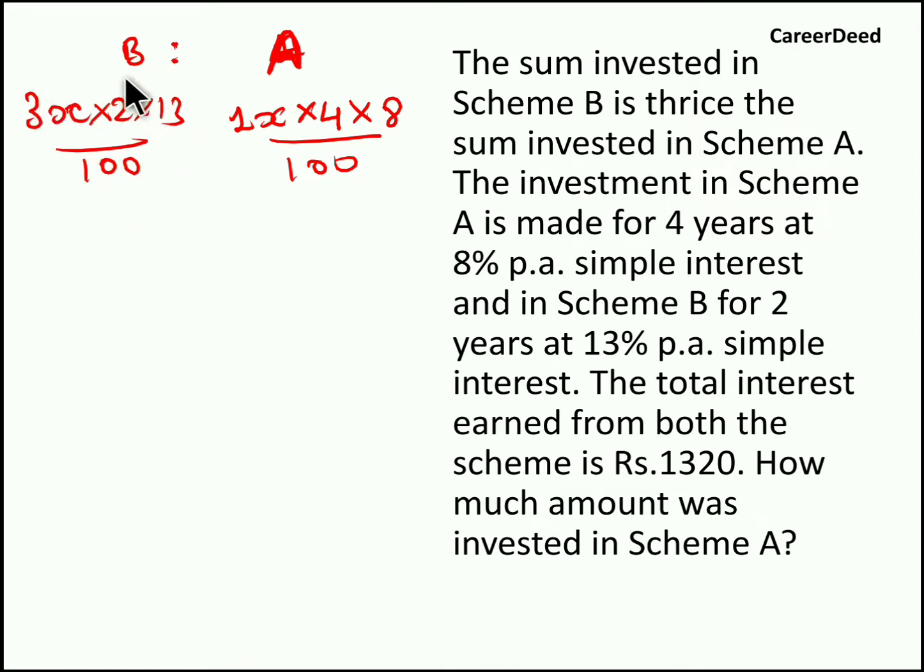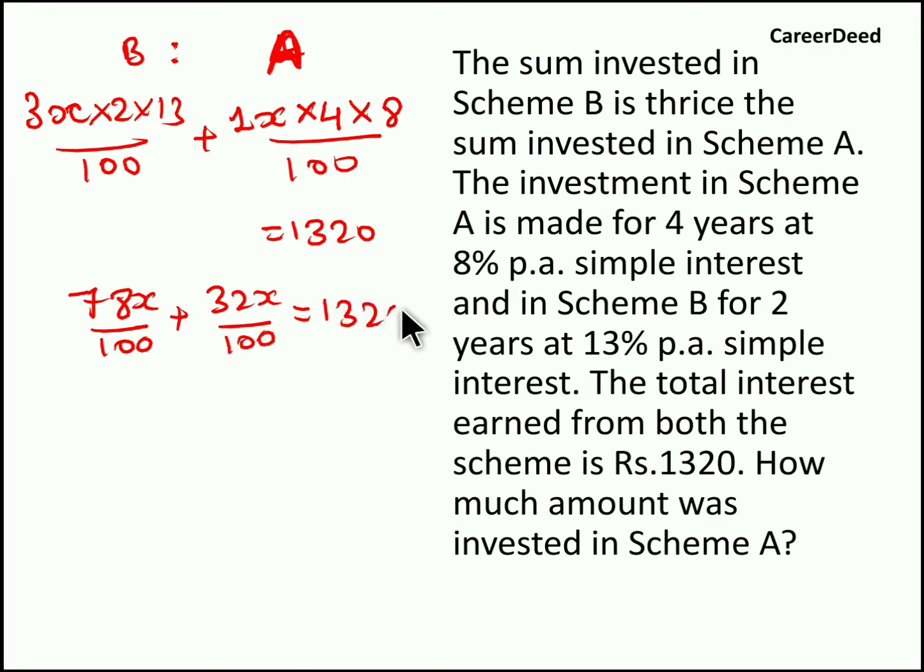Now this is simple interest of scheme B and this one is simple interest of scheme A. So when you add it, the total amount he gets is 1320 rupees, which is given in the question. So when you solve it, you will get the x value. So this x value is nothing but our principal, right? So 3 into 2 into 13, we get 78x by 100 plus 32x by 100 equal to 1320.